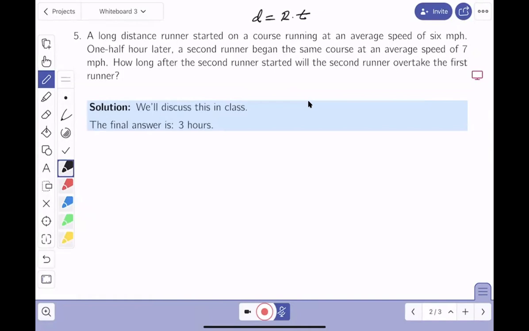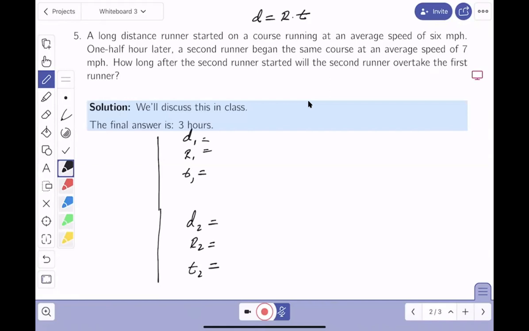1/2 hour later, a second runner began the same course at an average speed of 7 miles per hour. So I'm going to say this sounds like the train problem we did before. I'm going to say runner number 1, right? We'll write this guy down. Runner number 1. We have distance 1, rate 1, time 1. And we also have a runner number 2. So he's going to do a distance. This is distance 2, R2, and T2. All right, let's write down the details now.